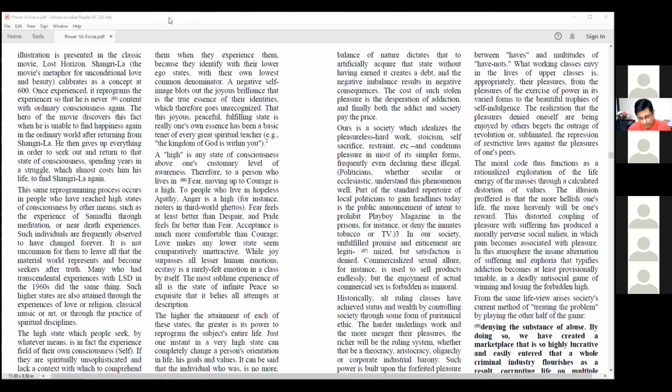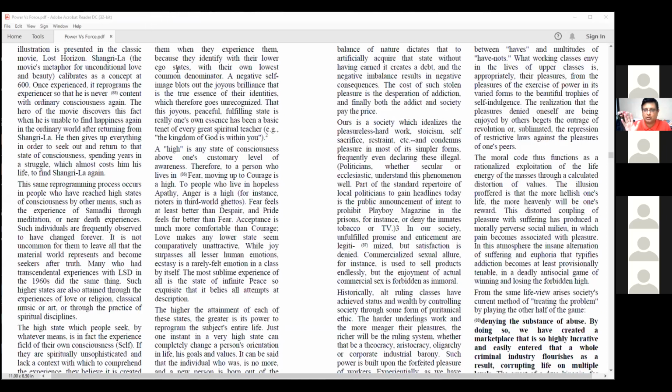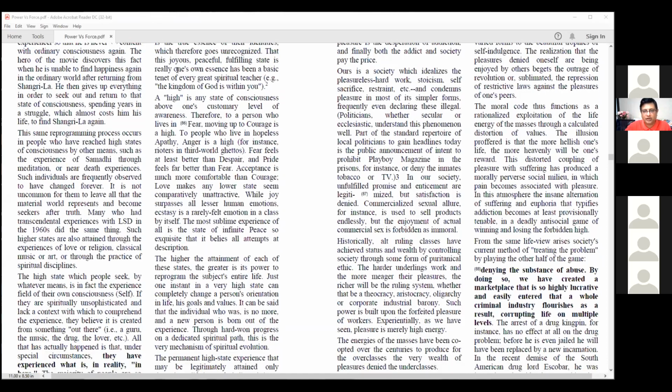A negative self-image blots out the joyous brilliance that is the true essence of their identity, which therefore goes unrecognized. That this joyous, peaceful, fulfilling state is really one's own essence has been a basic tenet of every great spiritual teacher. That is, the kingdom of God is within you. So all spiritual teachers will say that everything is within you. You have to touch base with it, right? Christ also said, the kingdom of God is within you.